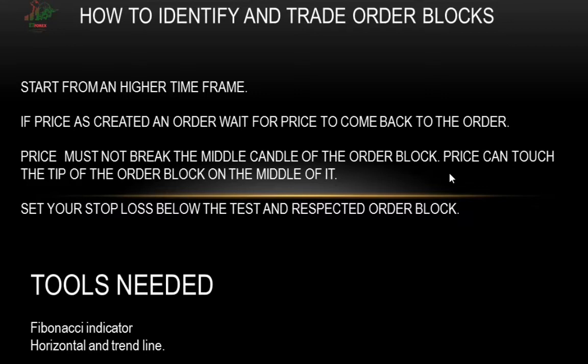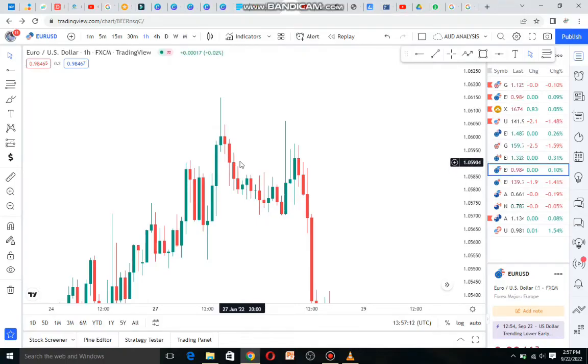And number three, price must not break the middle candle of the order block. Price can touch the tip of the order block or the middle of it. I'm going to explain this when we get to the practical aspect, when we're on our chart, but just know that the price must not break the middle candle. And which middle candle am I talking about?